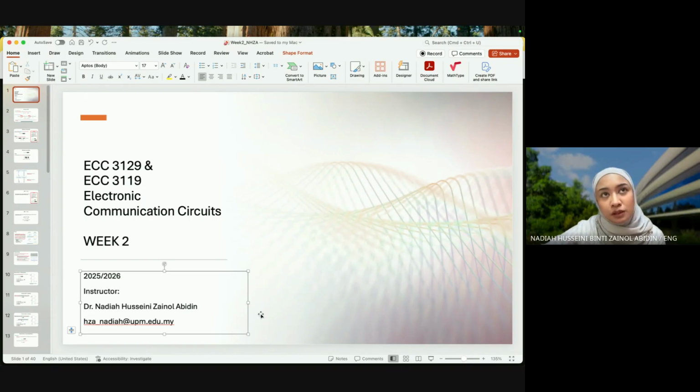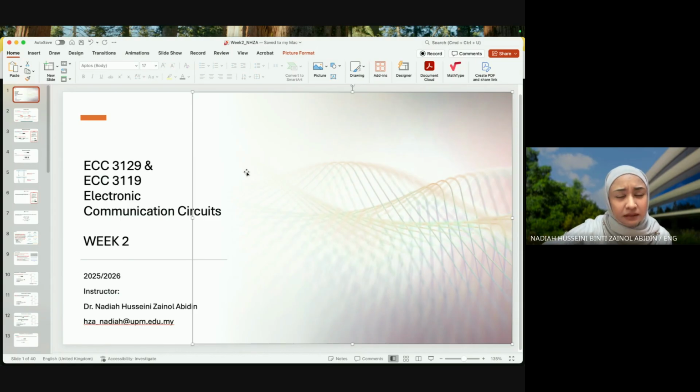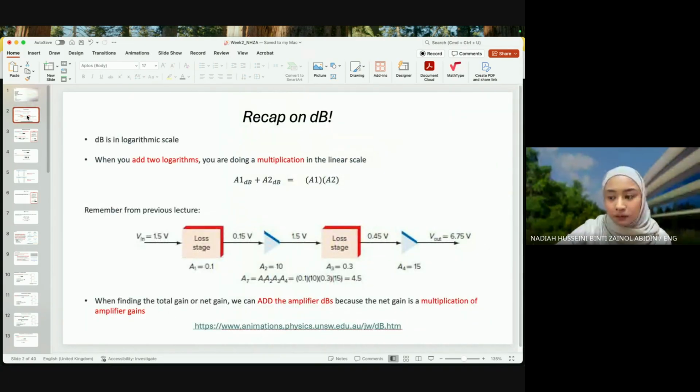We are going to continue a bit on gain and attenuation. Just a little recap, and then I'm going to teach you on AM modulation, the first topic on modulation for this class. Okay, so let's start. I hope it's recording and you can hear me clearly.